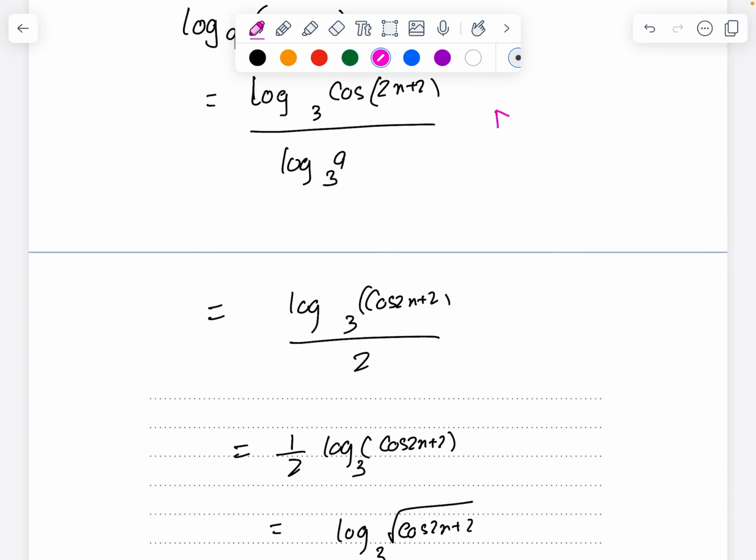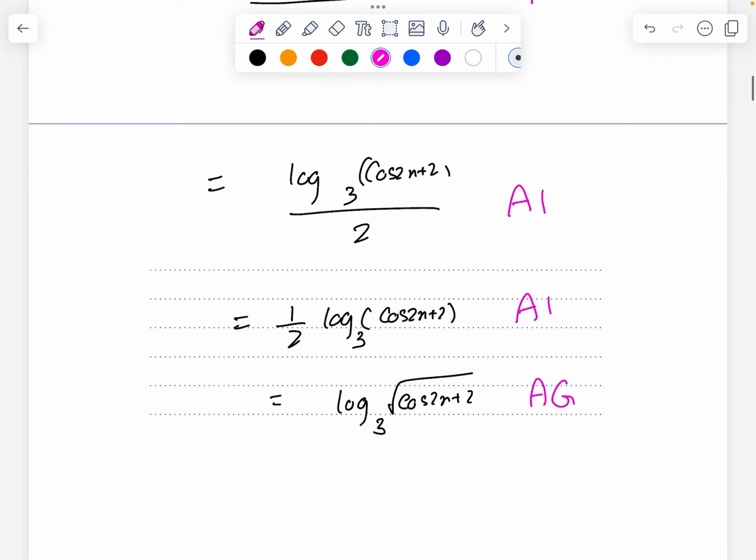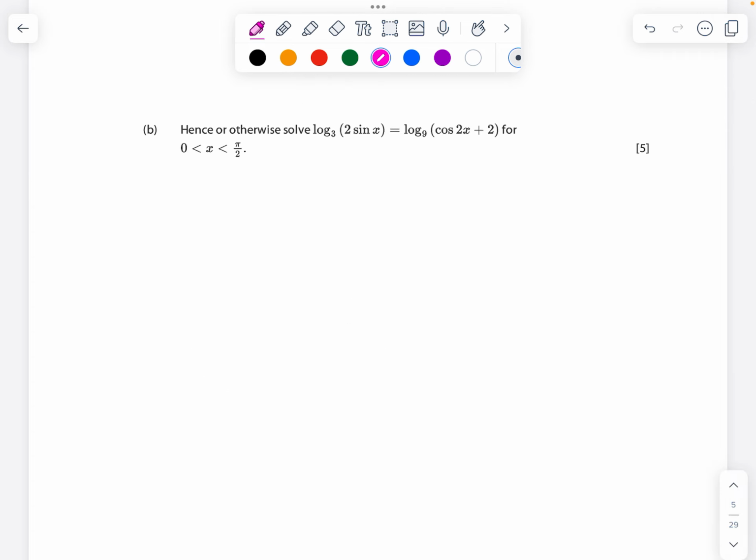So for changing the basis, it is 1 mark, then getting this value is 1 mark, and finally this is 1, and this is my answer given. Hence or otherwise solve it out.